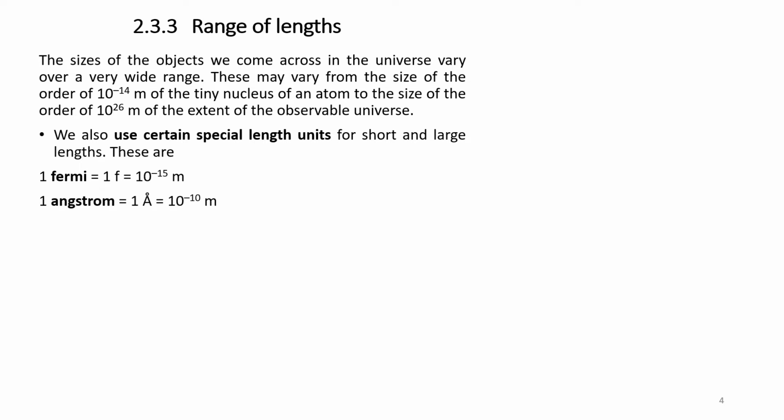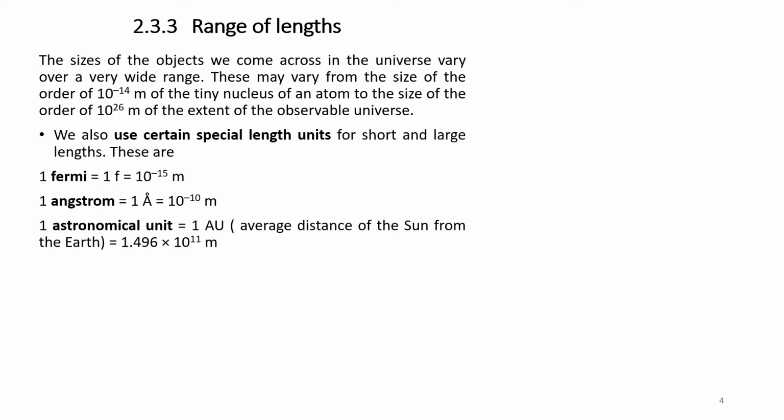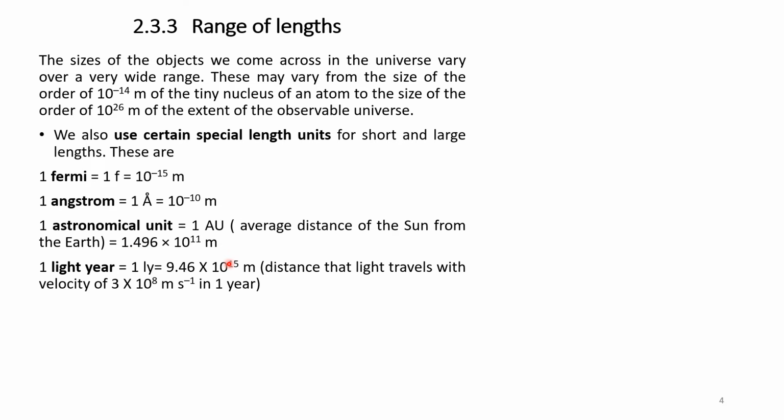1 angstrom, that is 1 Å, is equal to 10 to the power of minus 10 meters. 1 astronomical unit is written as 1 AU. That is the average distance of the Sun from the Earth. That is actually 1.496 into 10 to the power of 11 meters. This is the astronomical unit.